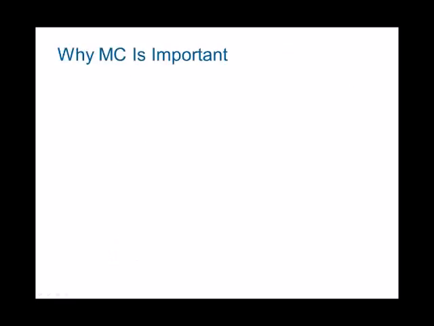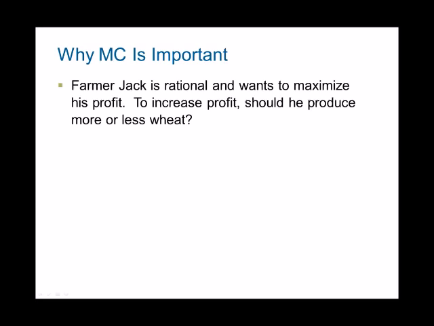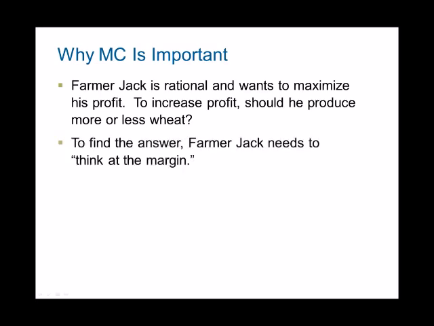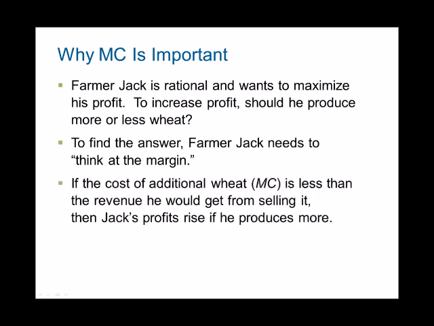Why is marginal cost important? Well, Farmer Jack is rational and wants to maximize his profit, and that's what we assumed initially. That all firms, in this case at least, we assume that firms want to maximize their profit. So we want to know, okay, if he is producing a certain amount and if he wants to increase his profit, should he produce more or less wheat? To find that answer, he has to think of the margin. So if the cost of an additional unit of wheat is less than the revenue that he is generating from selling that extra amount of wheat, then his profits will rise if he produces more.